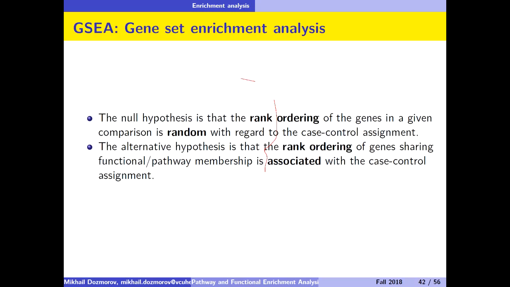GSEA doesn't look for just differentially expressed genes. It looks at how much they are differentially expressed. So you are considering that this gene is highly differentially expressed, and this gene has a little bit smaller fold change. So you consider the rank of your differentially expressed genes, and this rank is important. Obviously, if you have genes that are highly differentially expressed, you need to put some more weight on those genes, because they change their expression a lot, and you pay more attention to them.